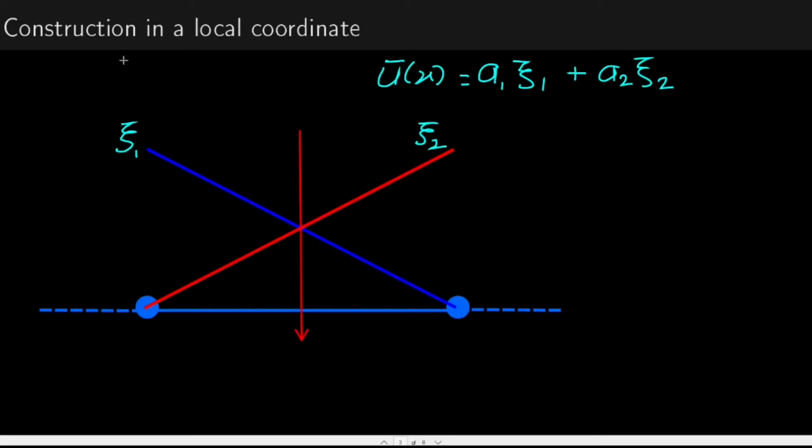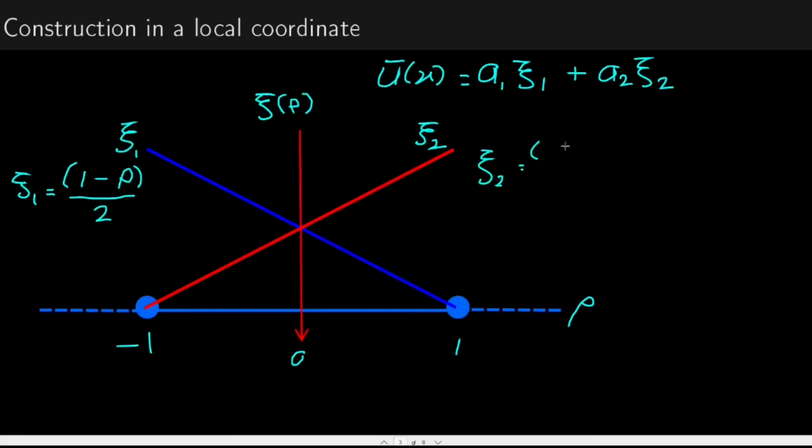With ρ from -1 to +1, where 0 is at the origin, you can see the symmetry of these two functions with respect to the middle axis, so that you can write the linear functions as this. So we have psi1 equals 1 minus ρ over 2, and psi2 equals 1 plus ρ over 2.